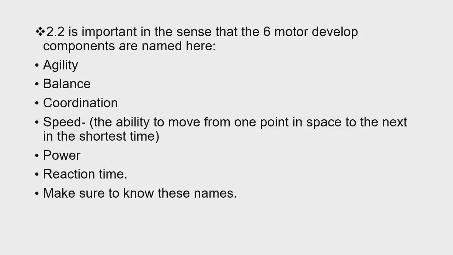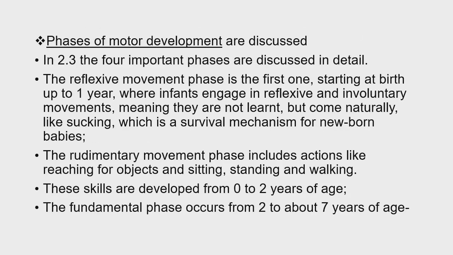2.2 is important in the sense that the six motor development components are named here. They are agility, balance, coordination, speed, which is the ability to move from one point in space to the next point in the shortest time, also power, and reaction time. Make sure to know these names.